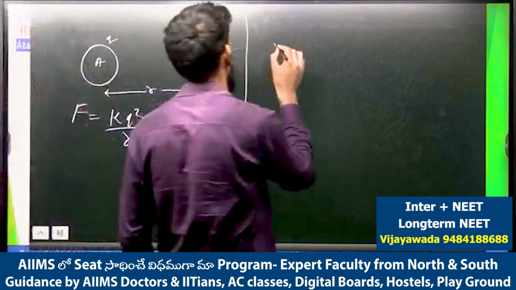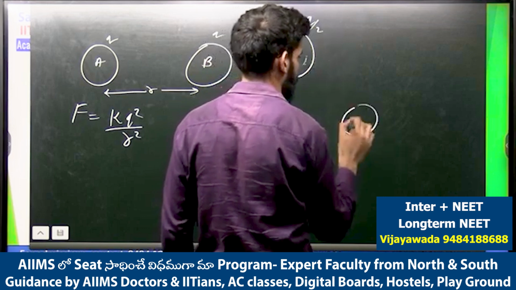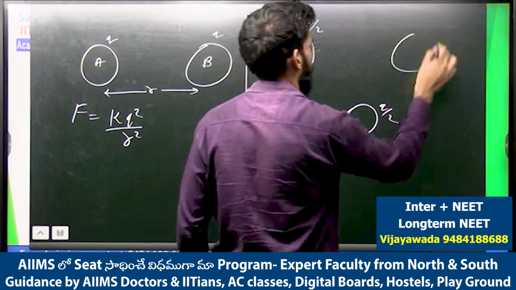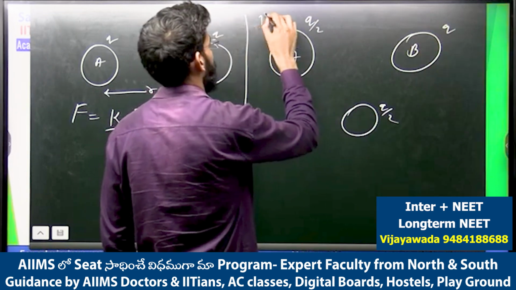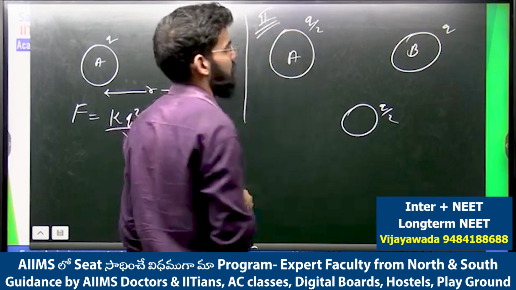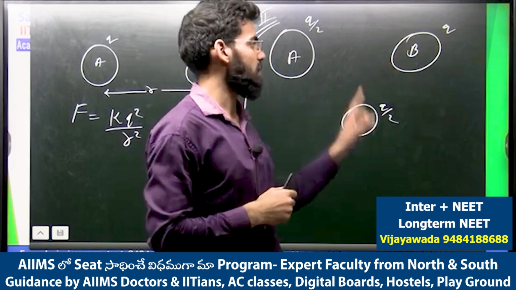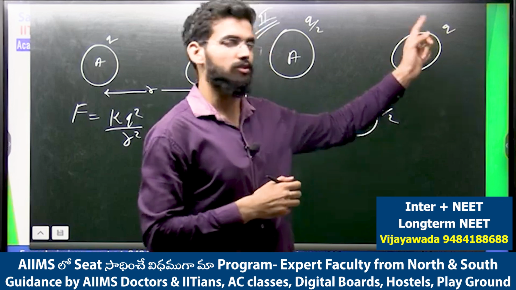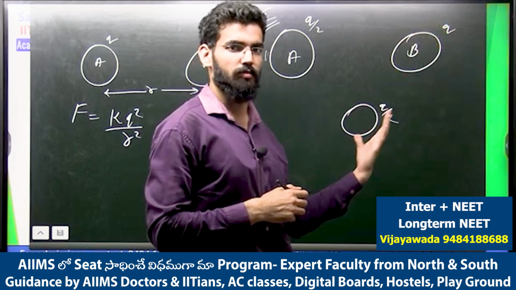So what is the new situation? Here on A I have Q by 2, and the third sphere that you bring is also having Q by 2. And B now has q only. This is situation 2. Now he is saying you bring this in contact with B. The radius is identical in this case also. The total charge is how much? Q by 2 plus q. This total charge will get equally distributed in both.